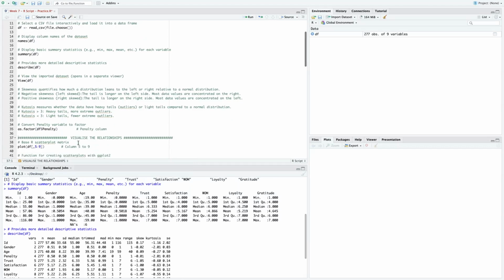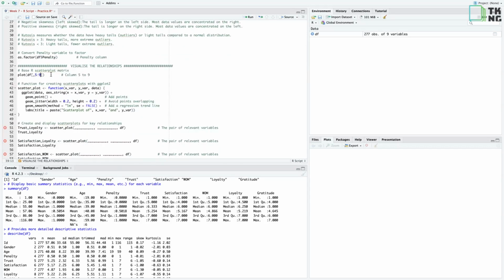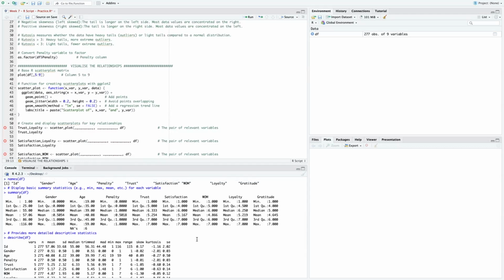All right, now before we run multiple regressions, we would like to check the relationship visually. All right, and how do we do that? We can use the scatter plot. The scatter plot is one way we can see the relationship between two continuous variables. If we use the base R scatter plot code plot right here, we can see the scatter plots of all continuous variables, in particular columns 5 to 9, right?